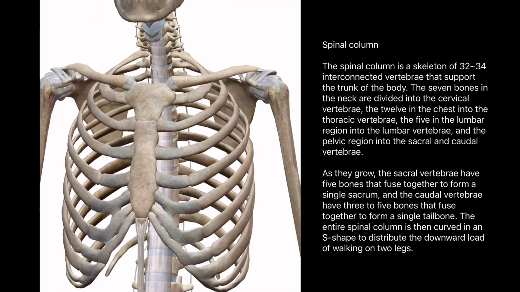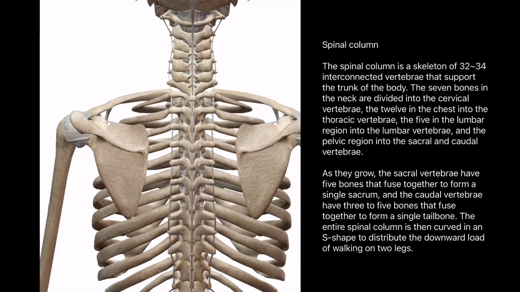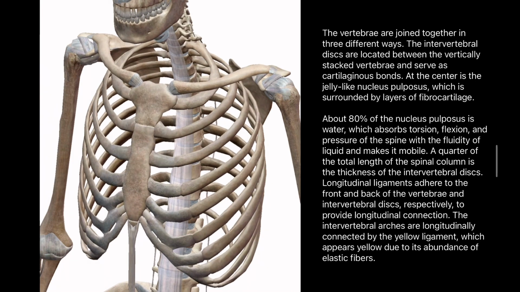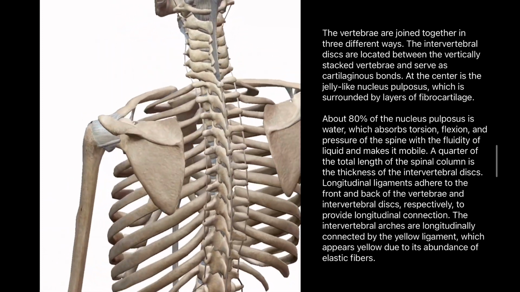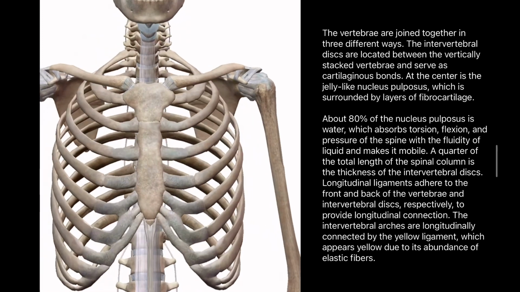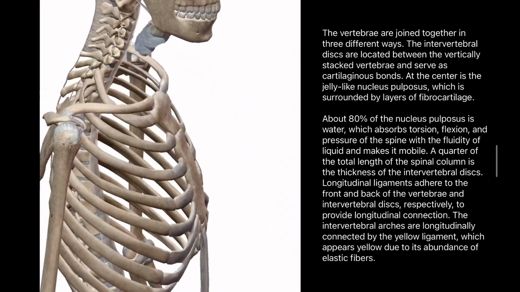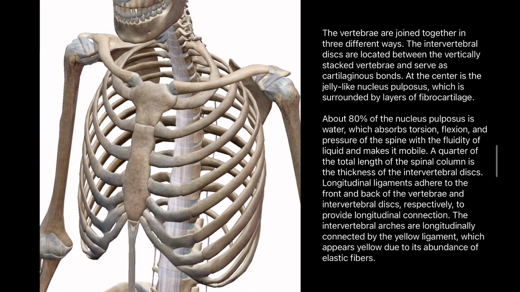The entire spinal column is then curved in an S shape to distribute the downward load of walking on 2 legs. The vertebrae are joined together in 3 different ways. The intervertebral discs are located between the vertically stacked vertebrae and serve as cartilaginous bonds. At the center is the jelly-like nucleus pulposus, which is surrounded by layers of fibrocartilage.